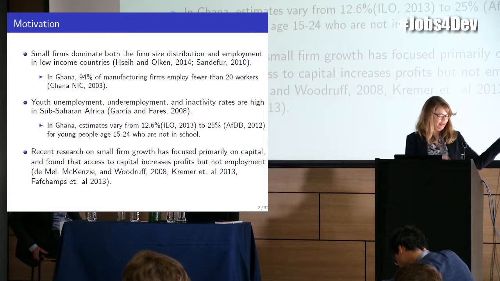One motivation we've been hearing a lot at this conference is youth unemployment in developing countries. What this paper is trying to do is pair that with another stylized fact we always see about the private sector in low-income countries: the firm distribution is dominated by small firms, so it's extremely left skewed. In Ghana, there's a national industrial census that attempts to capture formal firms, and even among formal firms, 94% of manufacturing firms are employing fewer than 20 workers.